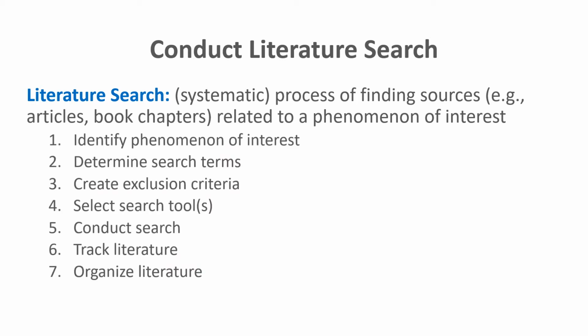So a literature search, I like to think of it consisting of 7 different steps. First, you have to identify that phenomenon of interest. Sometimes we like to frame this in terms of a question that we formulated or a hypothesis that we have, but it doesn't need to be in that format necessarily and doesn't need to have that framing. The second step is to determine the search terms that you're going to use.